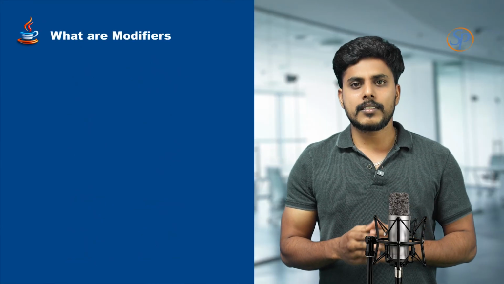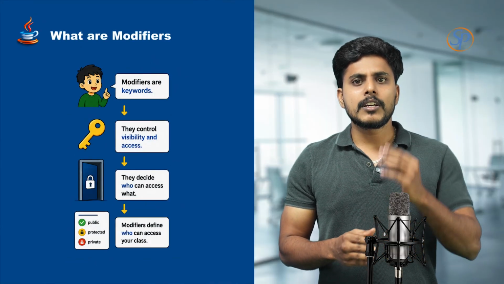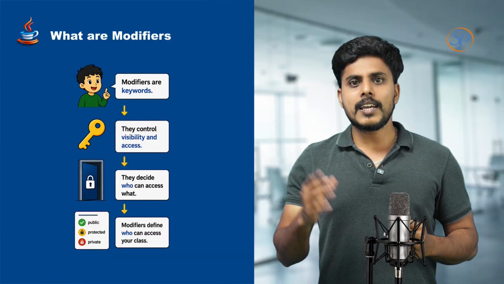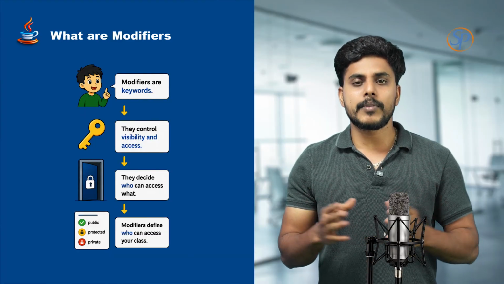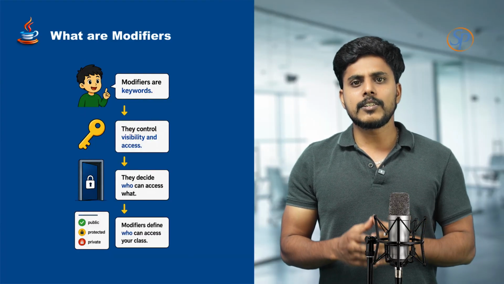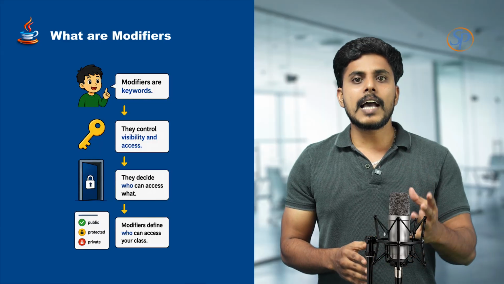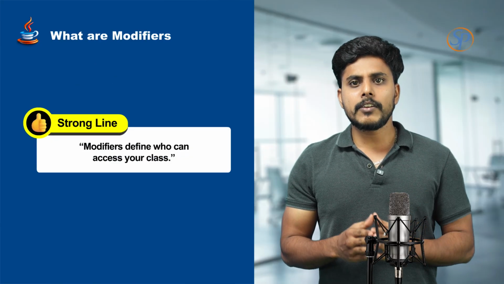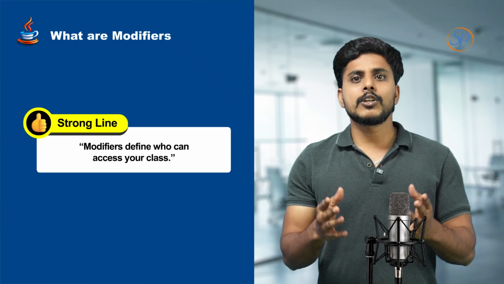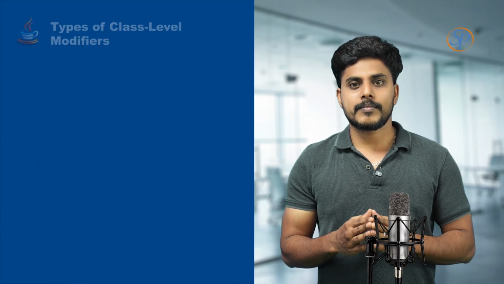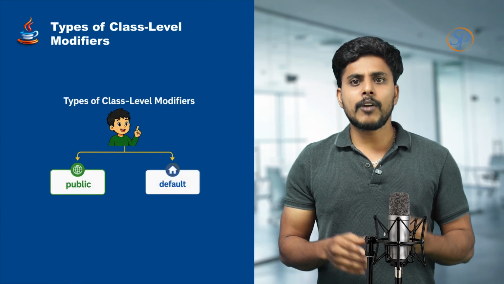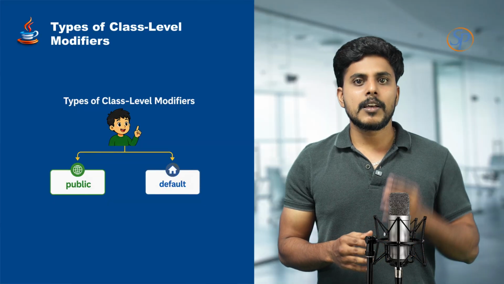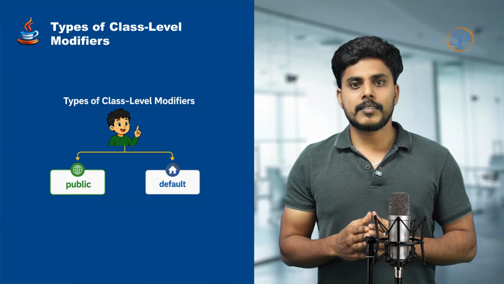What are modifiers? Modifiers are keywords used to control visibility and access of classes and members. In this video, we will focus on class level modifiers. Modifiers define who can access your class. In Java, we have two class level modifiers: public and default.